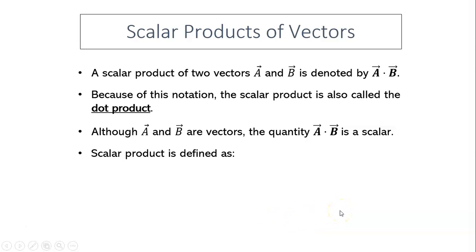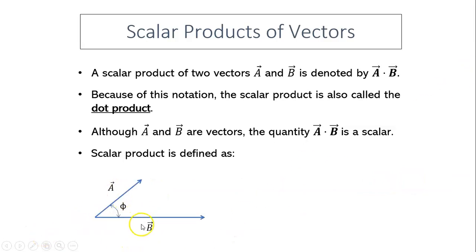The scalar product of two vectors a and b is denoted by a dot b. Because of this notation, the scalar product is also called the dot product. Although a and b are vectors, the product itself, the dot product, is a scalar quantity. That means it has no direction. So how do we figure out the scalar product?